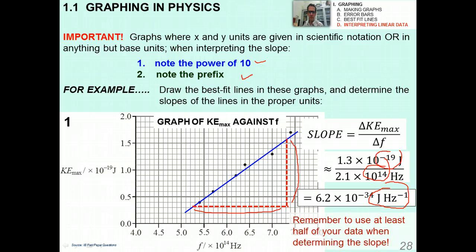Always remember also to use at least half your data when determining a slope. You will have points taken off if you don't do that. There's no reason to make a little tiny triangle right here. That wouldn't make any sense at all. Make a nice big triangle. Make it as big as you can and use all your data if possible.